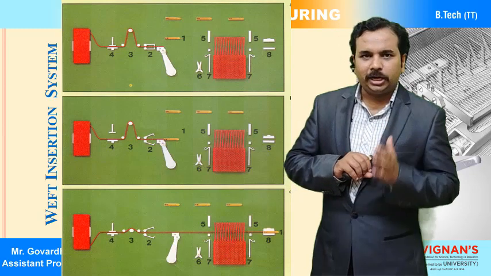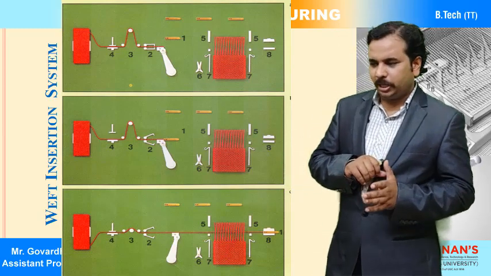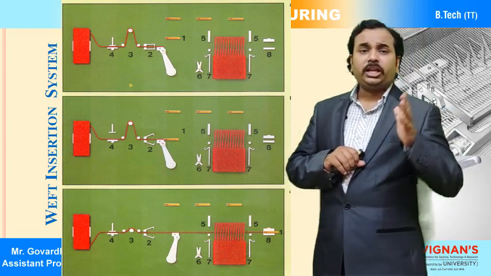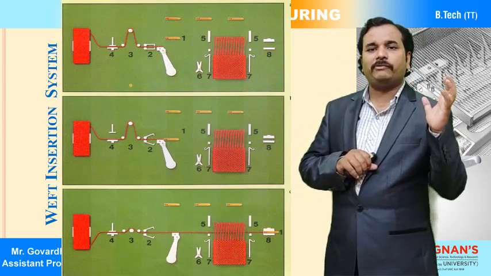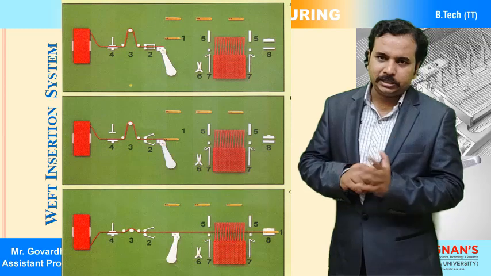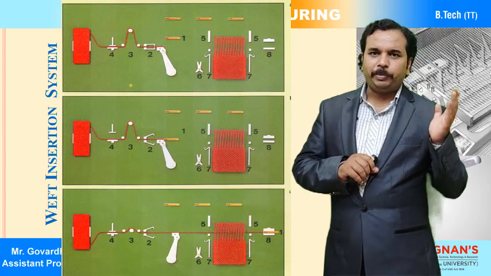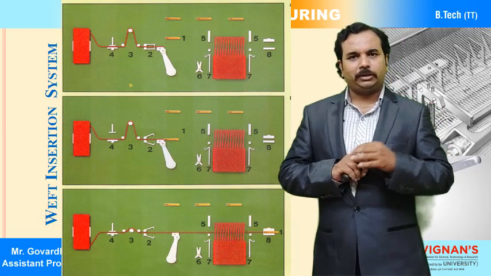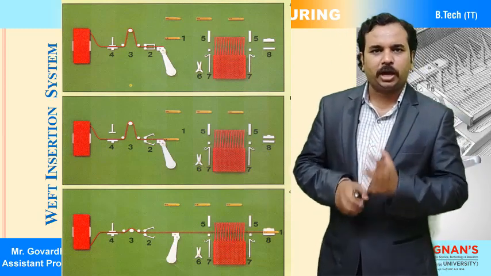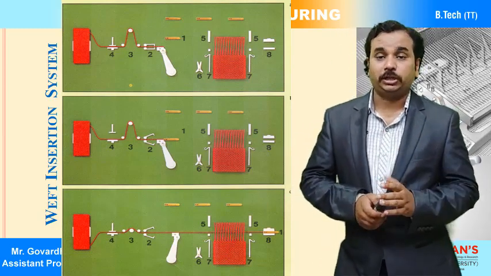So in the third condition, what is happening is, now the projectile is going to be transferred with the help of the torsion bar picking mechanism. The picking arm and picking shoe come forward to beat the projectile, so that the transfer of the projectile will occur in the third position.